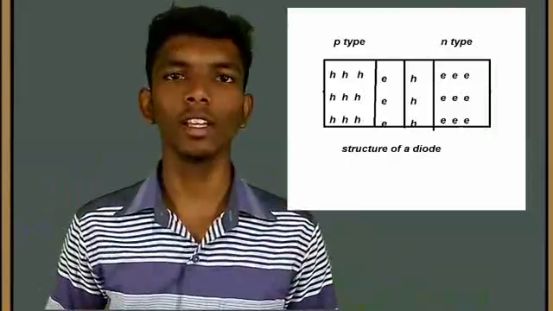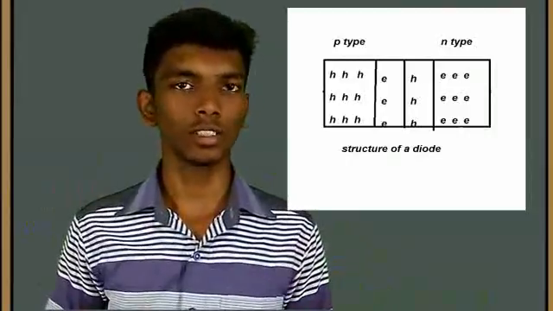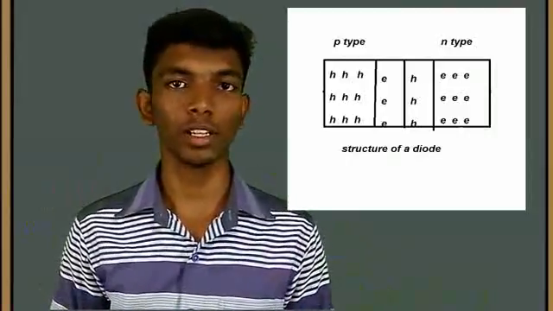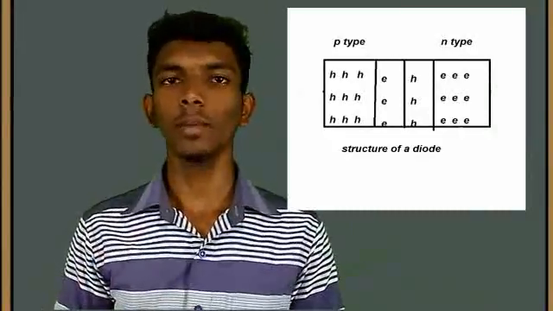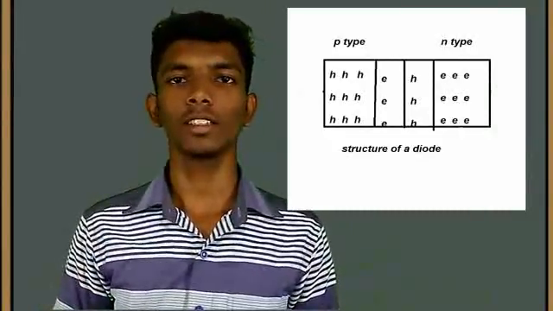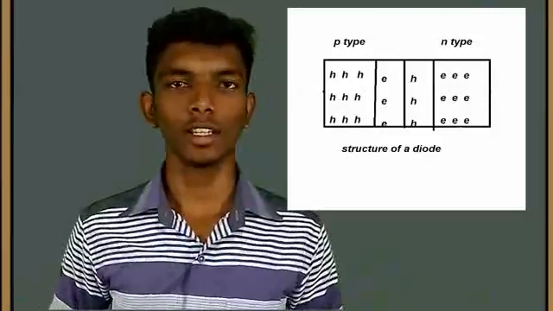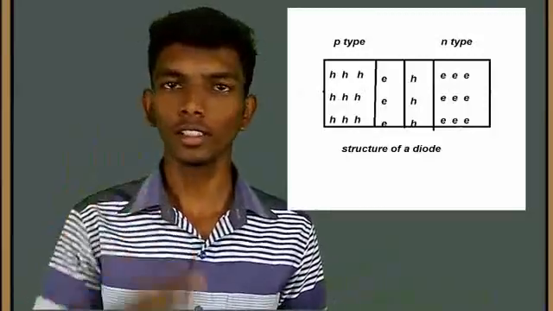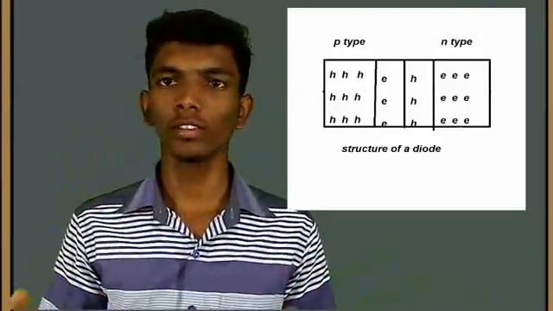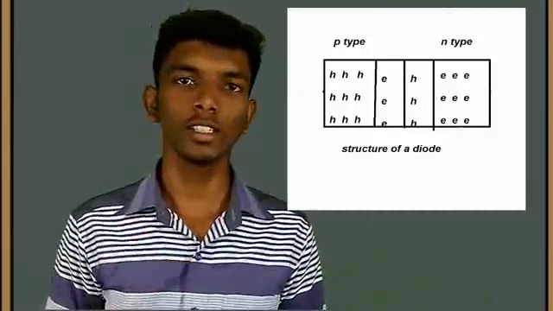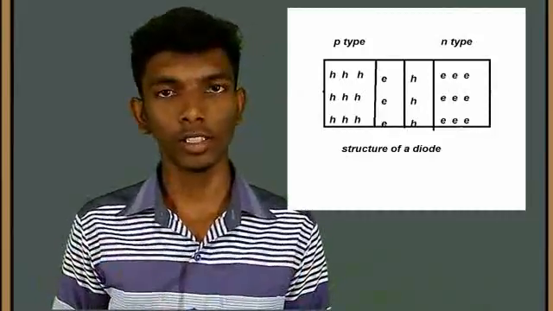The P-type material in the diode has holes as the majority carriers and electrons as the minority carriers. Meanwhile, the N-type material has electrons as the majority carriers and holes as the minority carriers. At the junction, the electrons and the holes are depleted. That is why the junction is called the depletion region.